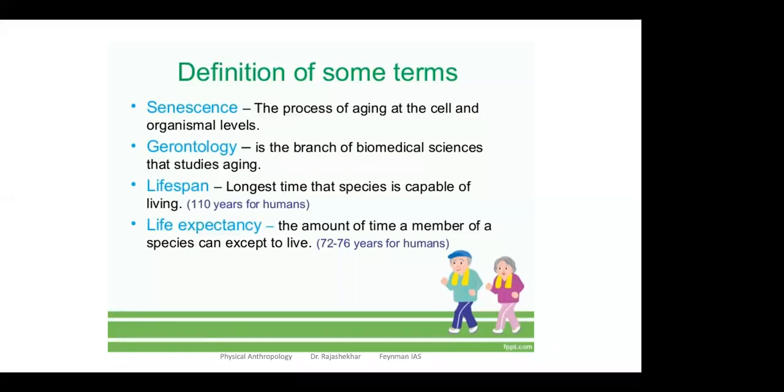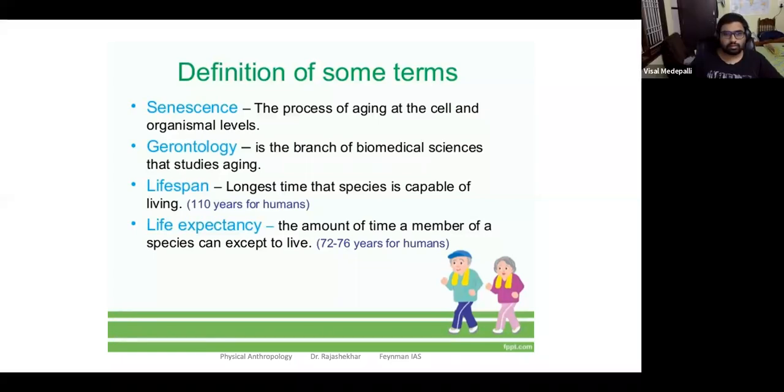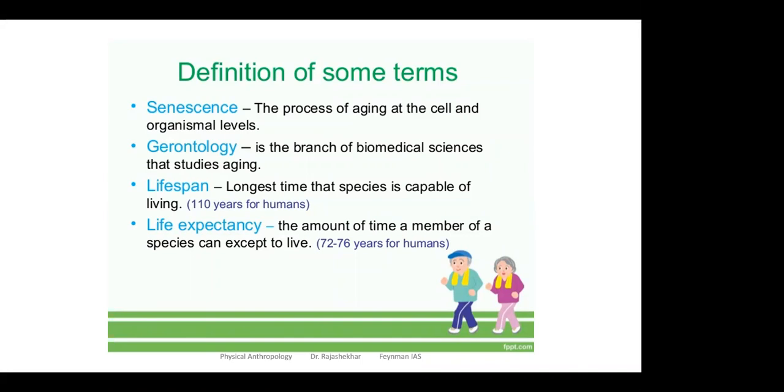And life expectancy means? Average life expectancy. The document I shared with you, the statewide disease burden report, clearly shows that life expectancy in India is increasing. Especially in some states like Kerala, the life expectancy went over 70 years. So this is an average time that a given species is expected to live. About 72 to 76 years is common for humans, an average.